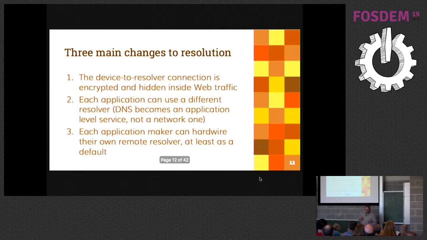So in the end, if you try to define the three main changes that this brings into the way average users, everyone using the internet, resolve the names, these are the three main changes that you can detect. So the first one is that you're encrypting the device-to-resolver connection. And you're not just encrypting it, you're actually hiding it inside web traffic. So the protocol was designed so that it's impossible from the outside to distinguish whether some HTTPS traffic contains DNS queries or contains normal web page requests.